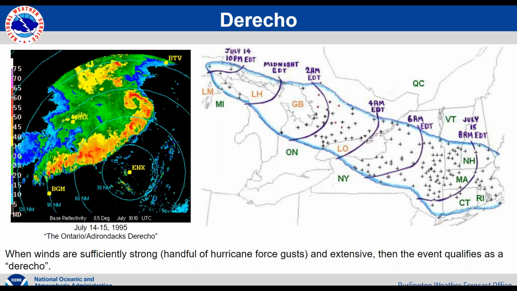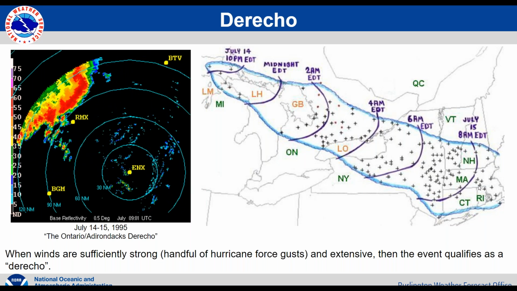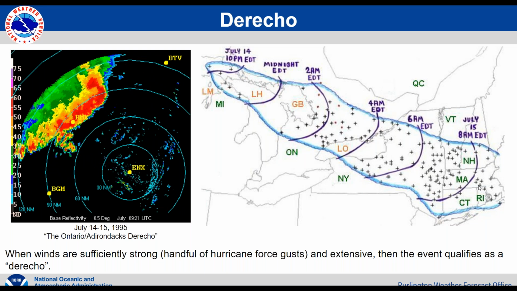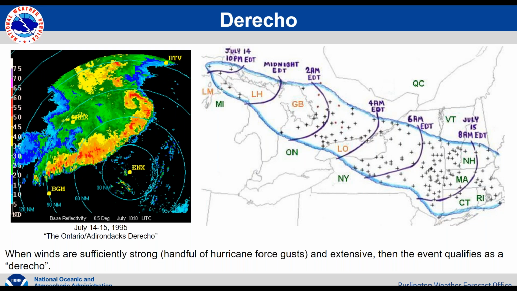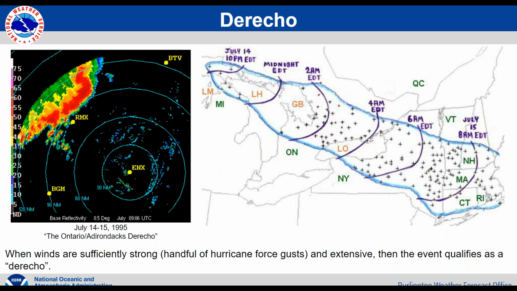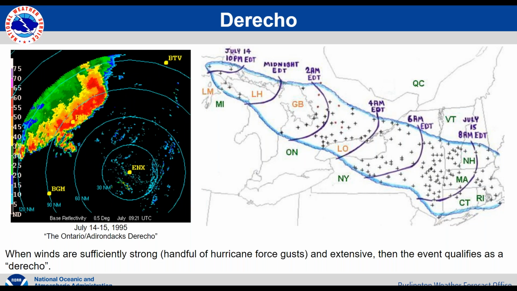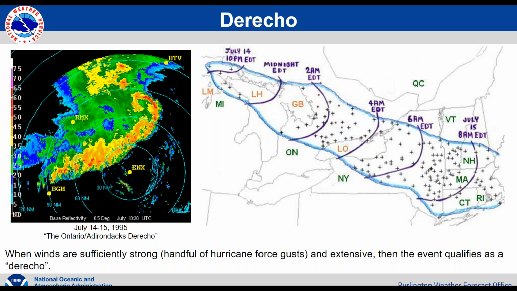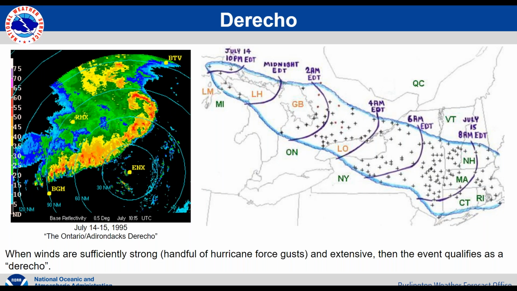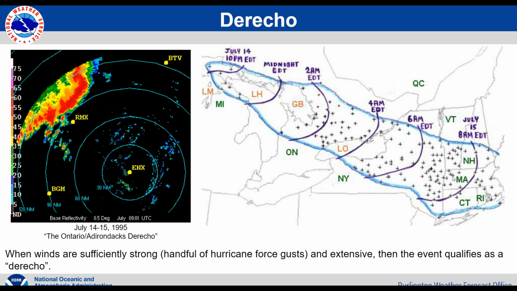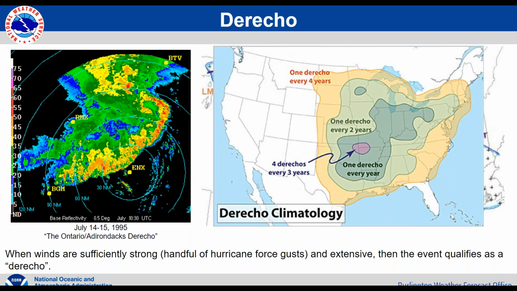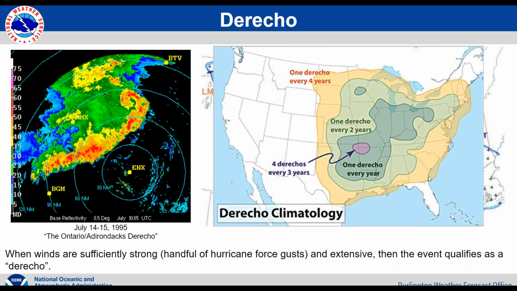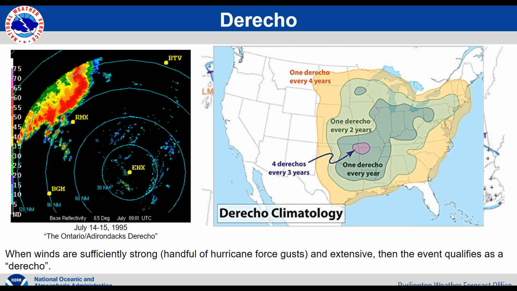And then derechos take things a step further, with a handful of hurricane-force gusts that result in extensive areas of wind damage. And when that happens, they can be qualified as derechos. So for example, in this case, the Adirondacks had about 2 million acres worth of tree damage as a result of this particular event in 1995. Fortunately, derechos only come about every 1 to 4 years in this part.